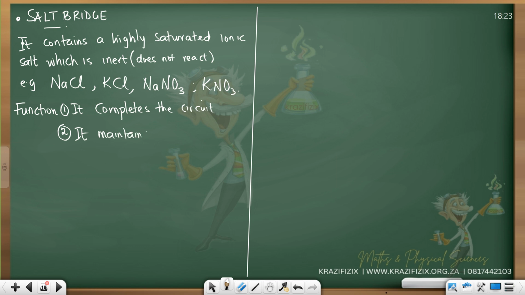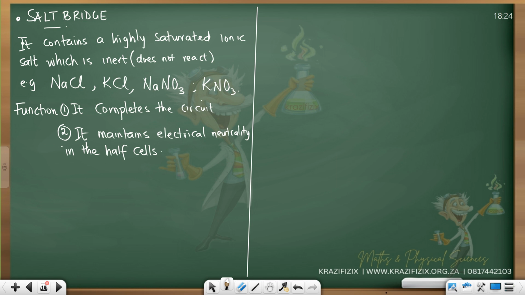It maintains electrical neutrality. This second one, learners always forget it. In the half cell. And you know what the examiners will tell you? Apart from completing the circuit, they like doing that, because everybody just knows it completes the circuit. So to catch you, they ask differently. Every time I ask you for the function of the salt bridge, let's try to use the second one more. Neutrality in the half cells.